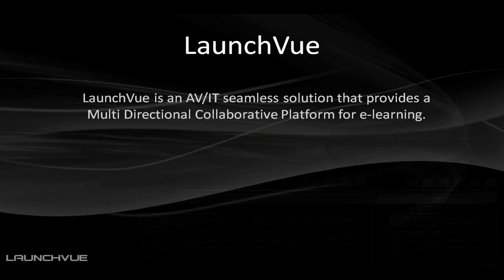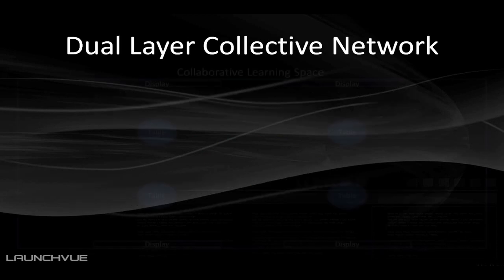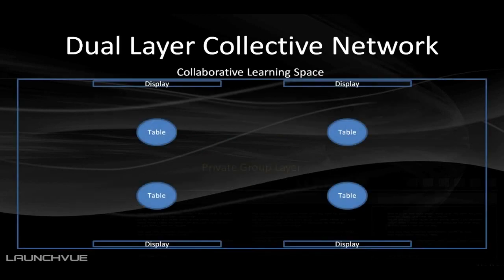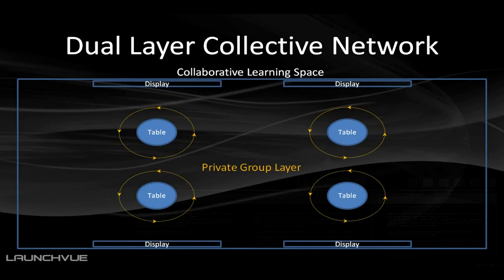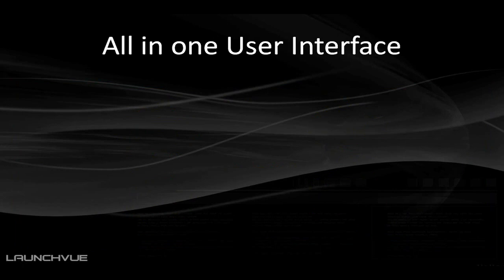LaunchVue is an AV IT seamless solution that provides a multi-directional collaborative platform for e-learning. LaunchVue is built on a dual-layer collective network. The private group layer allows for students to connect and collaborate as a group. The public layer allows for groups to connect and collaborate with other groups. Connections can come from the public layer and/or from the private layer.